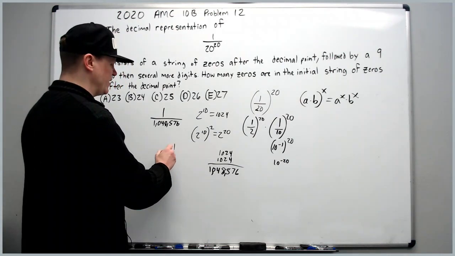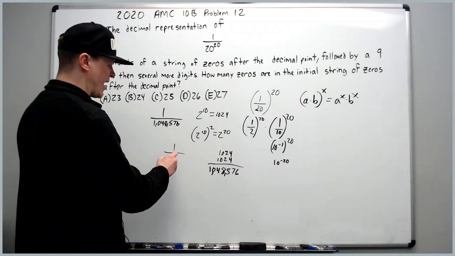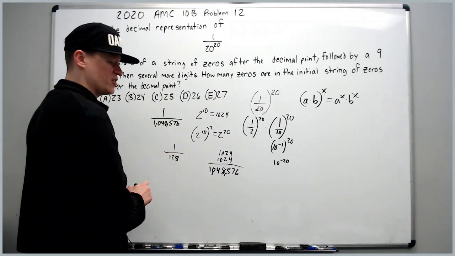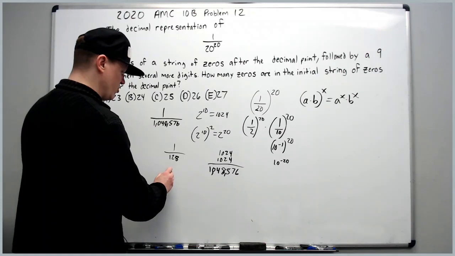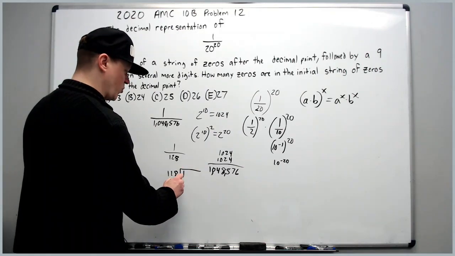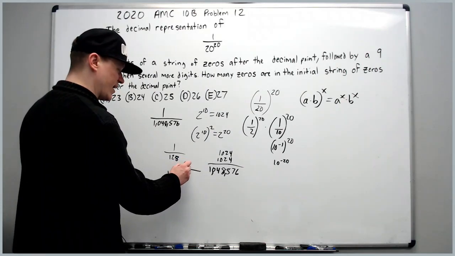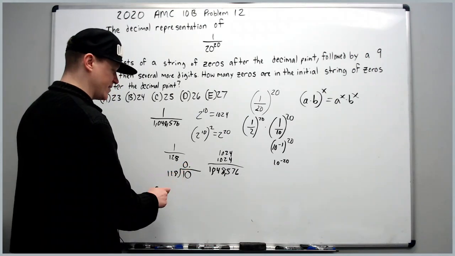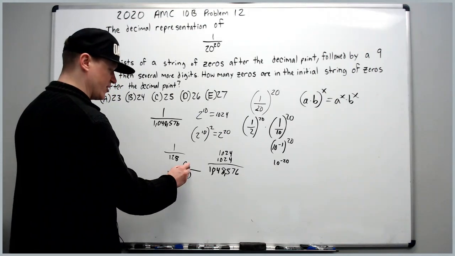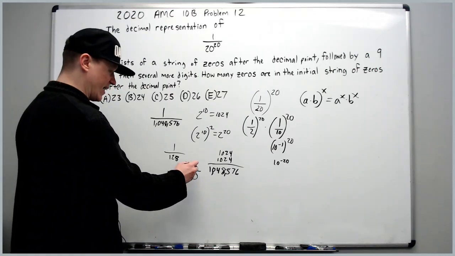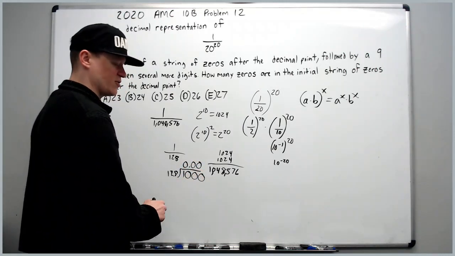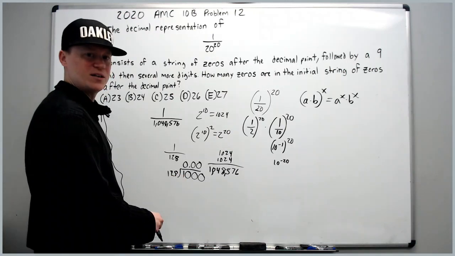Let's think about 1 over any number. What if I had 1 over like 128, which is 2 to the 7th? Then you would do 128 goes into 1. It would go in 0 times, and you'd put a decimal point and add a 0. It's still not going to go in, so you'd put a 0 and drop another 0. It's still not going to go in, so you put a 0 and drop another 0, and now it's going to go in.